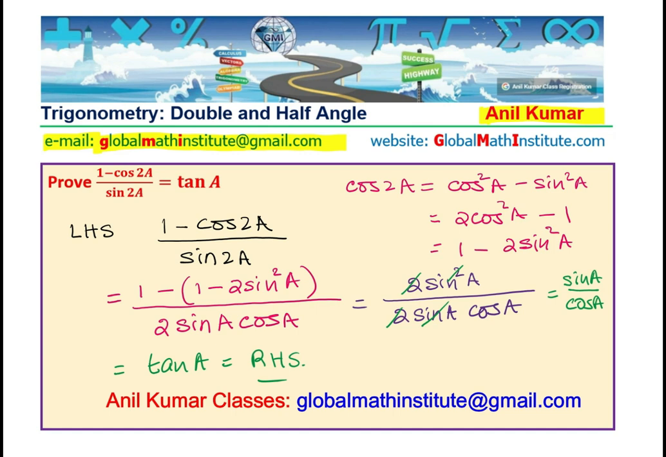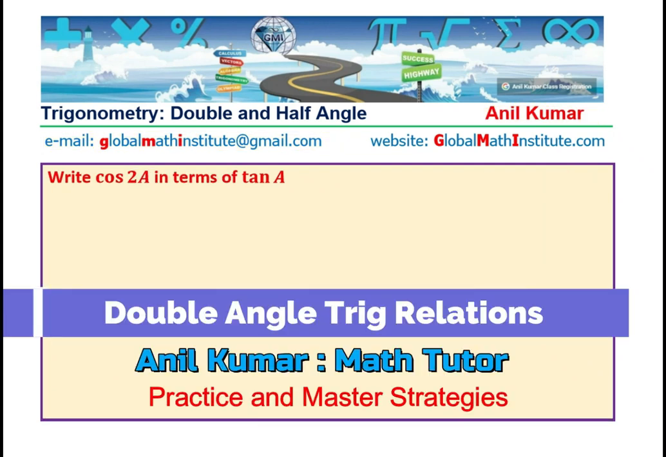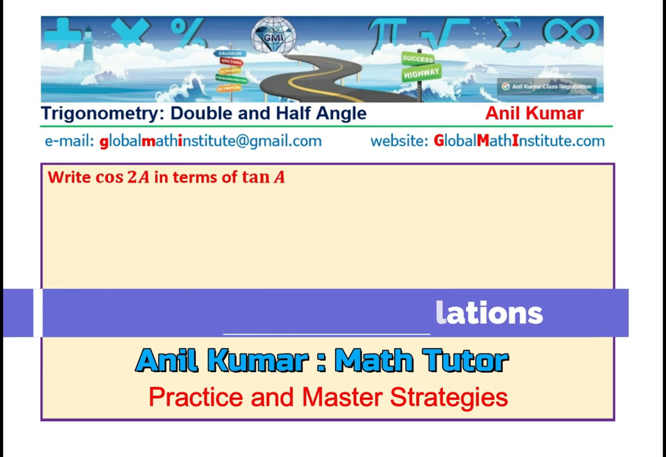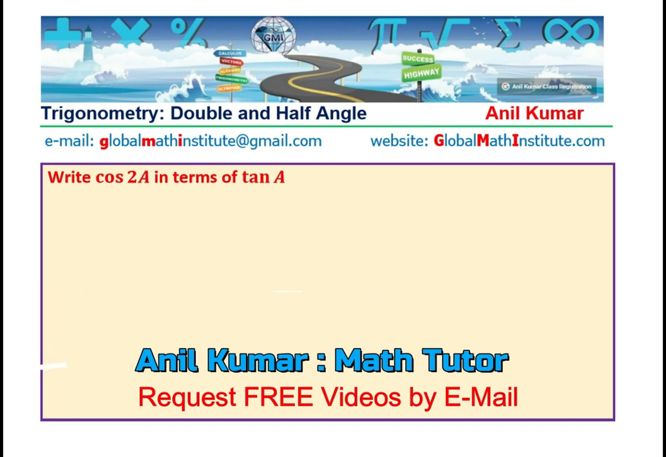Extremely important identity with a very simple proof, but it may help you when solving very difficult questions. I hope you understand and appreciate the selection of our questions. Let us see how do we write cos 2a in terms of tan a. Once again, I am going to use two different strategies to solve this problem, and I'll request you to follow our playlist where we have more than 100 videos on double angle and half angle. Only then can you master these strategies. Perfect.